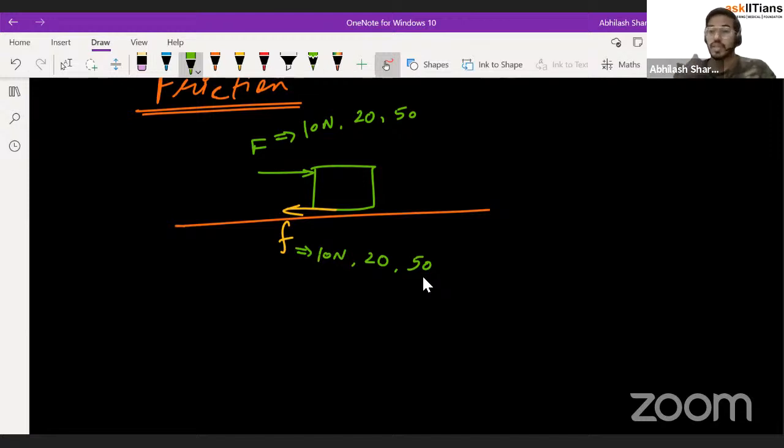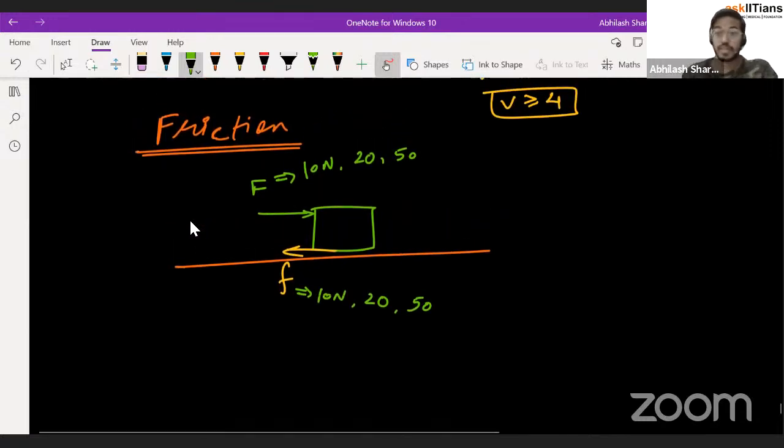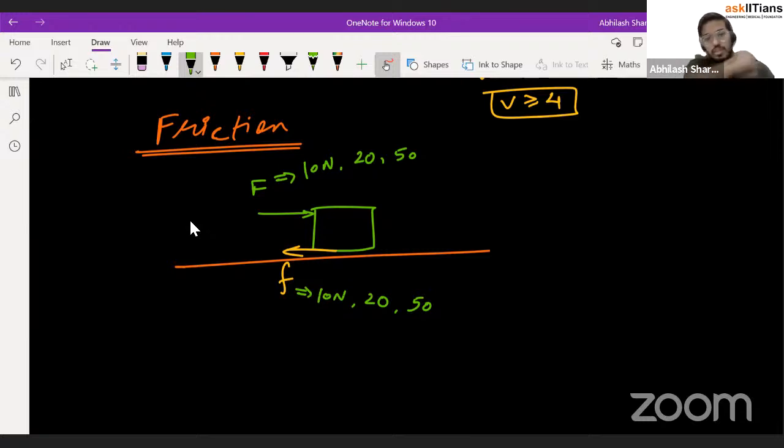Friction is always a reaction force. It's never an action force. That is something we must remember. You may even write that statement that friction is always a reaction force. It cannot act by itself first. It is always in response to some other force. Okay. So it tries to balance you out. It's a kind of reaction which tries to balance you out.